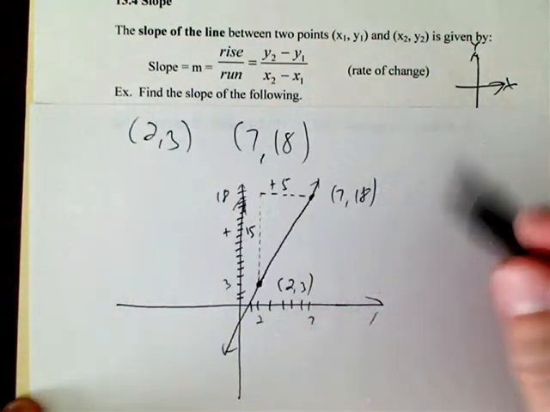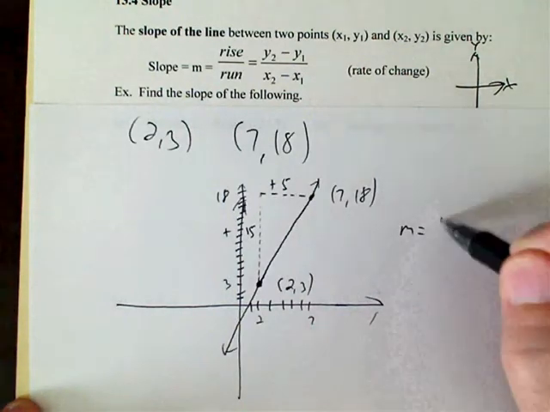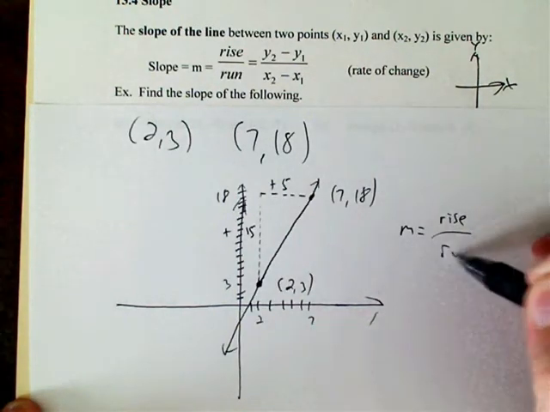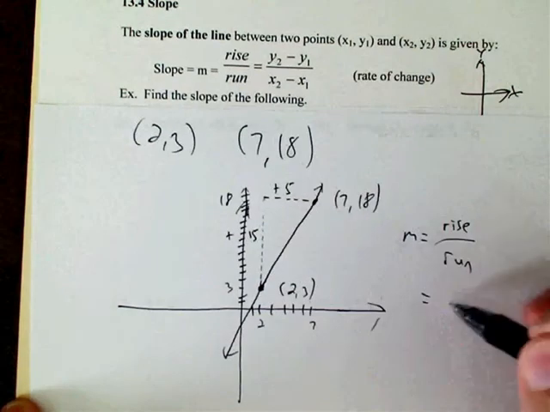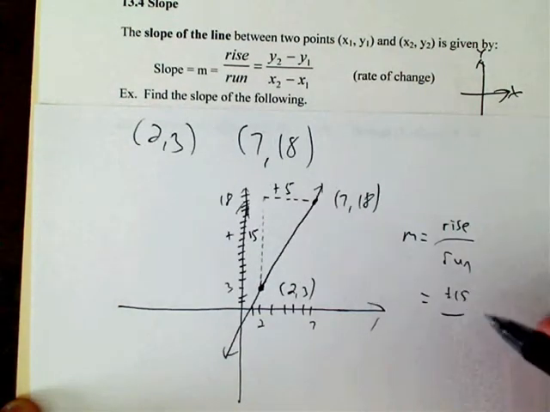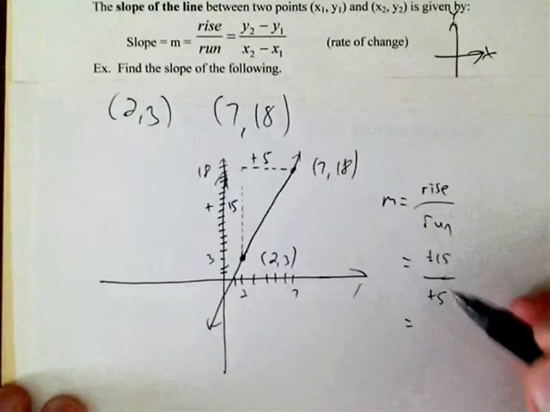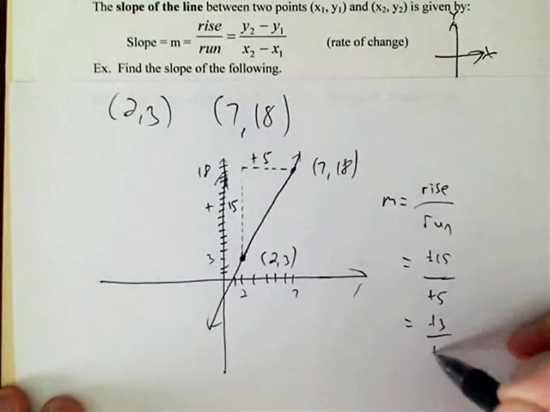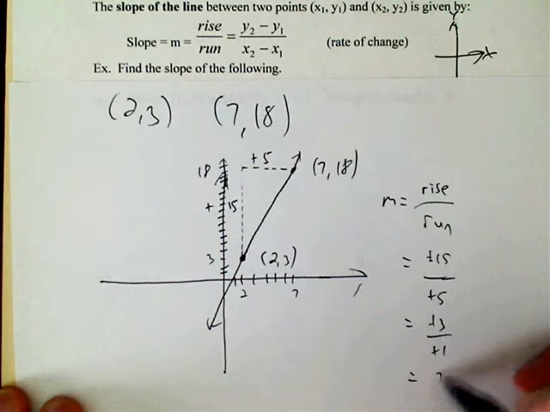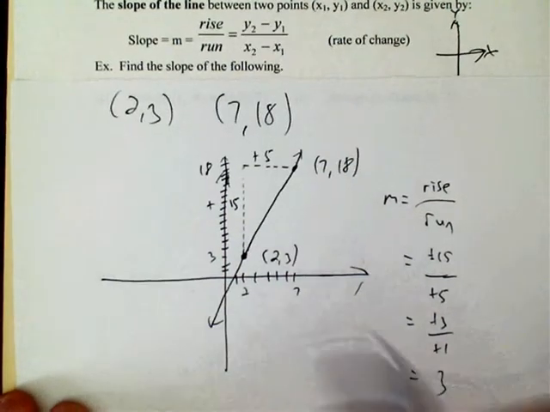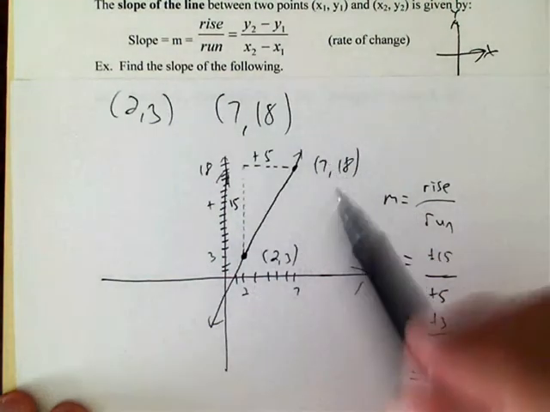So if you think of slope as rise over run, our rise was a positive 15 over positive 5, which reduces down to plus 3 over plus 1, which is the same as positive 3. Notice the line is going up from left to right. It's always a positive value.